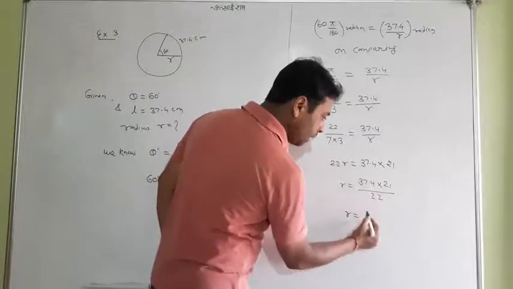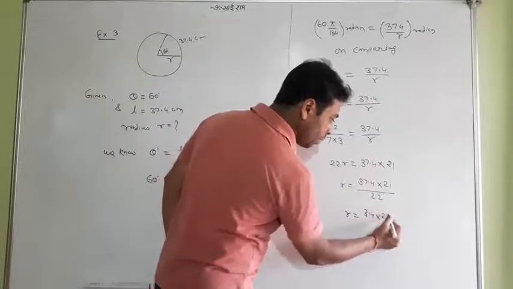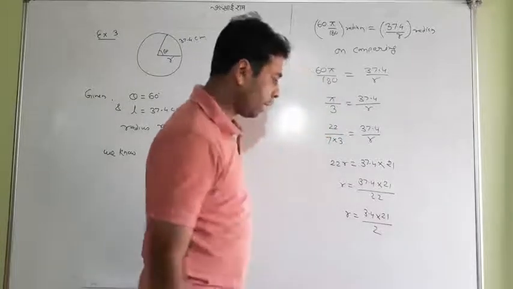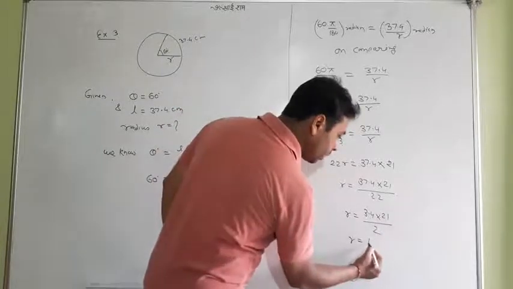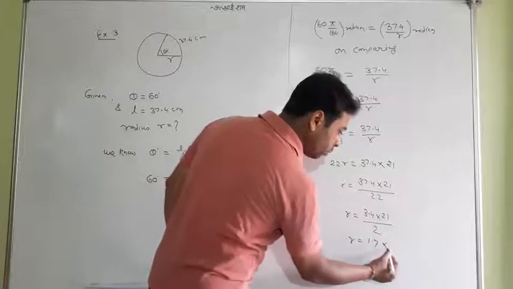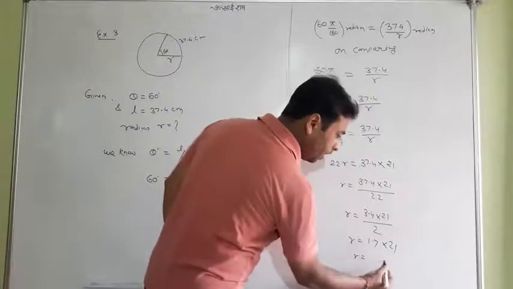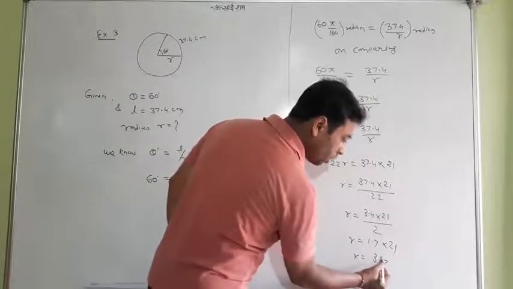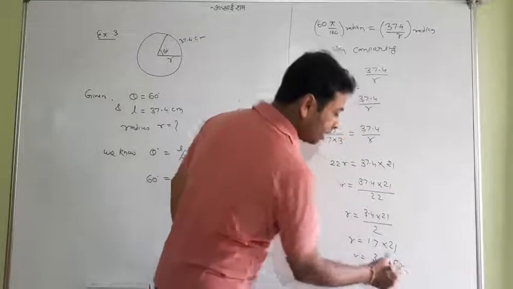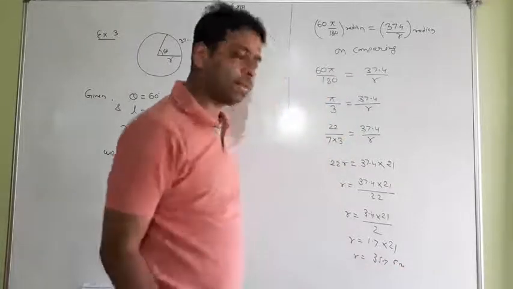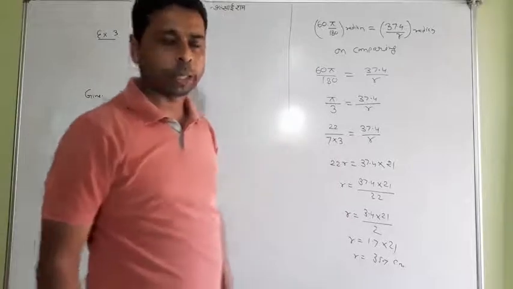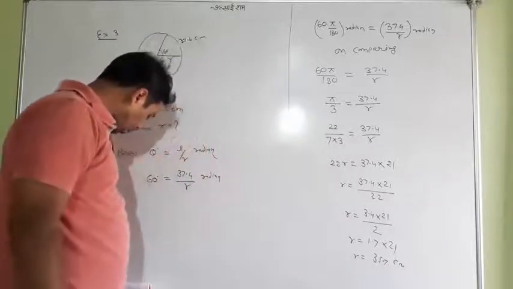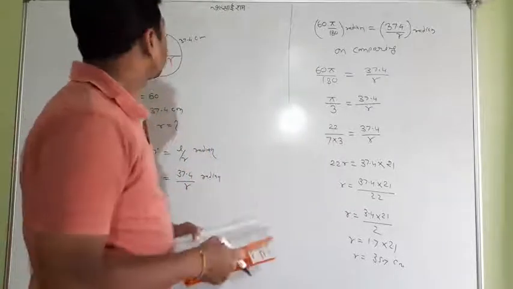So 11 3s are 33, 11 2s are 22, and again cancel by 2. It is 1.7 into 21, and I'll multiply these two. This is going to be 35.7. The unit is centimeter or meter; if it is given in a book, you can write centimeter or something like that. So this is 35.7, the answer of this particular question.